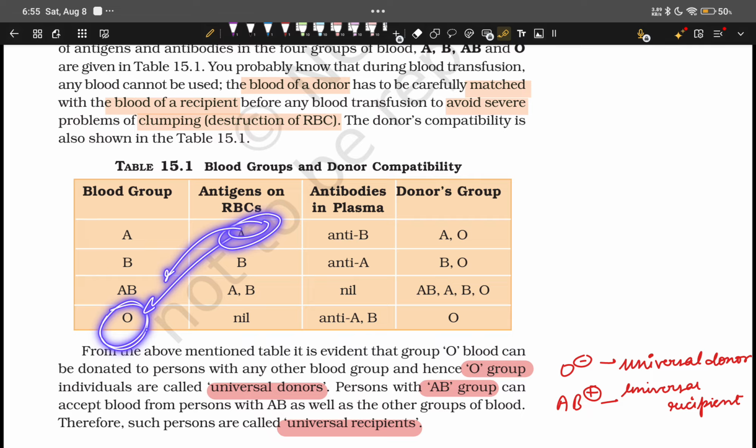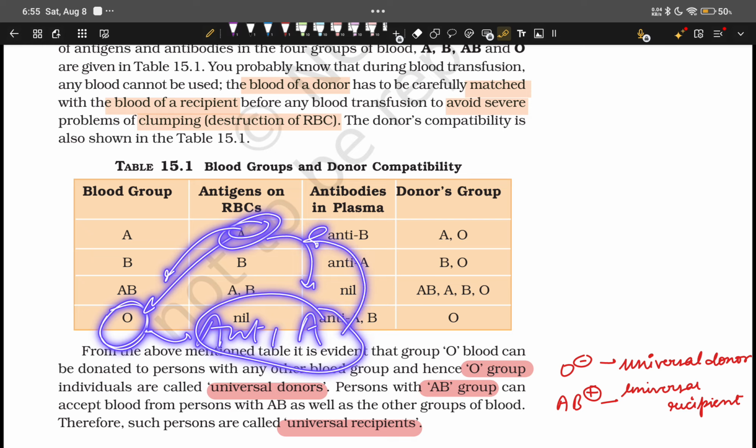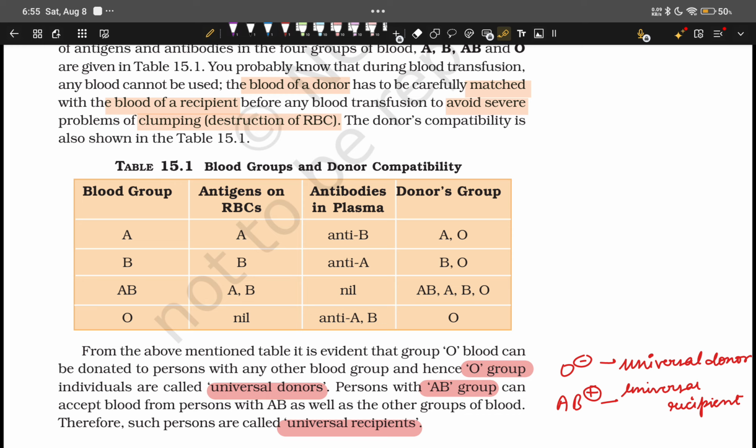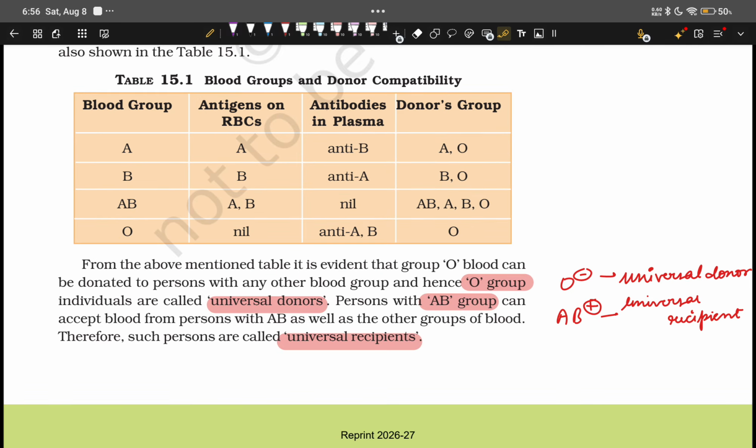How? Because O blood group will generate anti-A antibody, because that's the foreign particle, right? Anti-A antibody will be generated in the body of O against the antigen given by this blood group A, right? And this anti-A antibody will destroy the RBCs given by the donor in the blood of the recipient. So there will be destruction of RBC, there will be clumping, and it will be severe. So we have to carefully match the blood group of donor and recipient before transfusion.